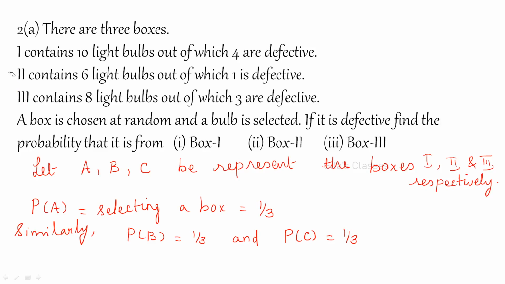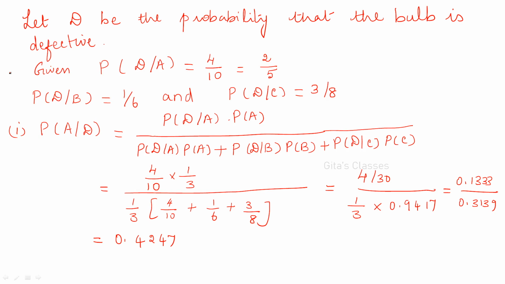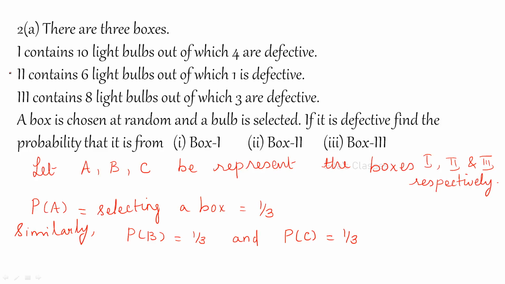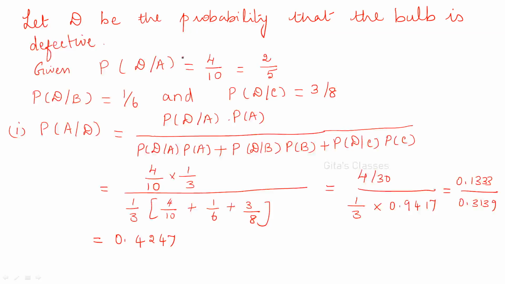Now coming to this, we have defective bulbs. In the first box there are 10 light bulbs, out of which 4 are defective. So 4 out of 10, that is P of D given A, 4 by 10. Similarly, for the next box it is 1 by 6, and for the third box it is 3 by 8.